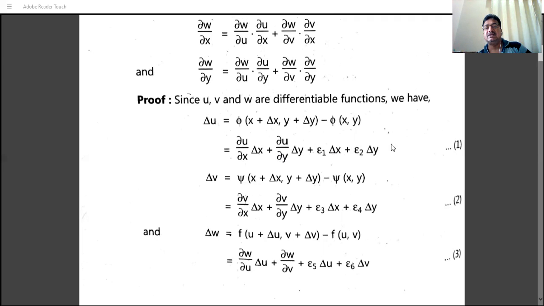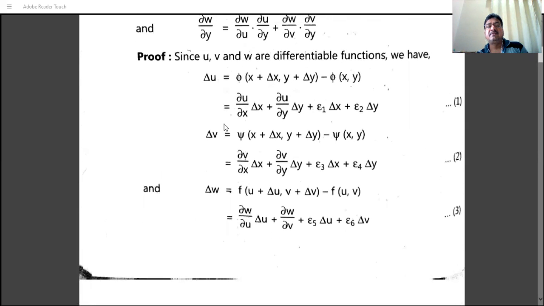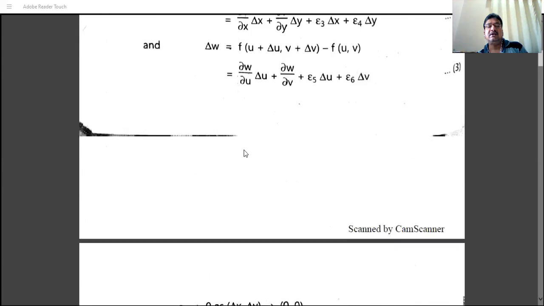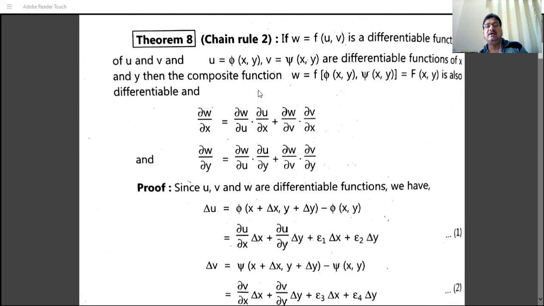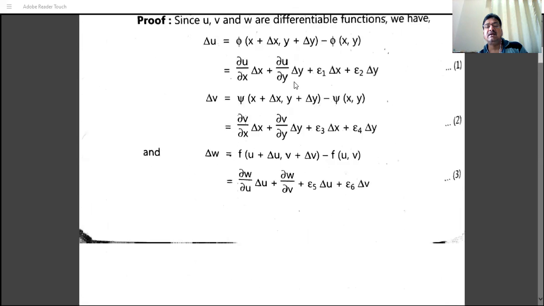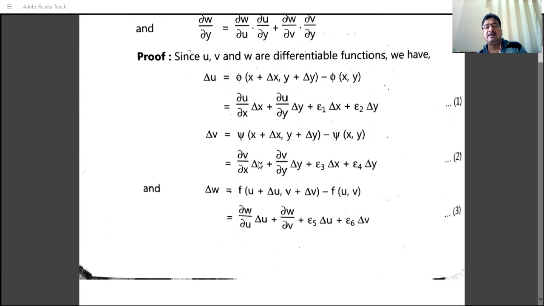So the notations for h and k are Δx and Δy, and φ and ψ here are denoted by epsilon 1 and epsilon 2. Obviously the limit of epsilon 1 and epsilon 2 as Δx, Δy tends to 0, 0 is 0. Okay, so the combined statement is, after these three definitions, Δv is the function of x and y, ψ(x plus Δx, y plus Δy) minus ψ(x,y), which is ∂v/∂x Δx.